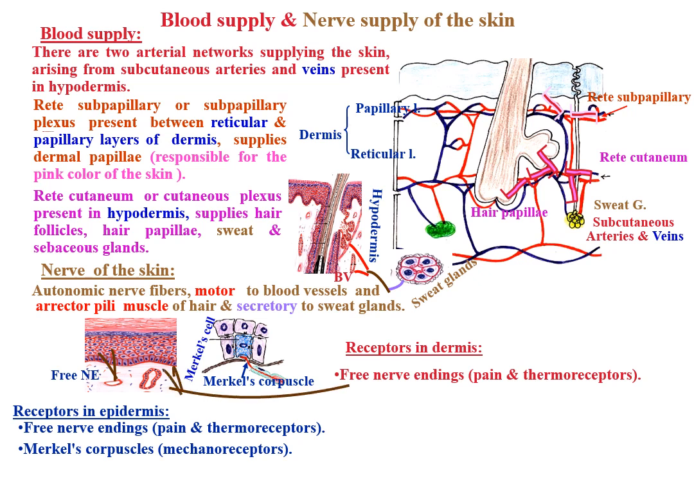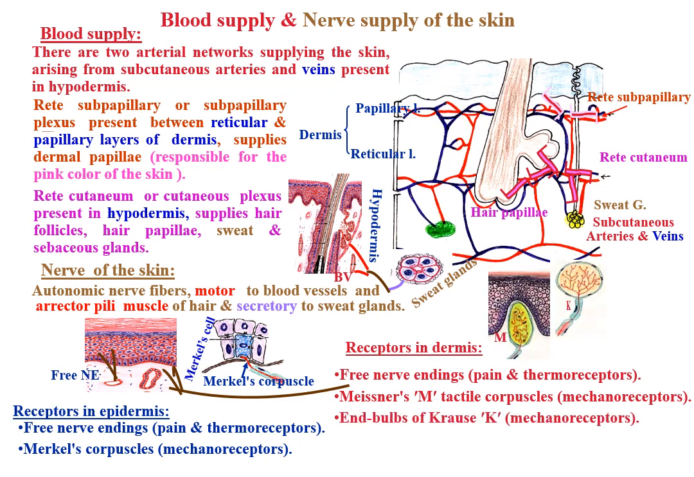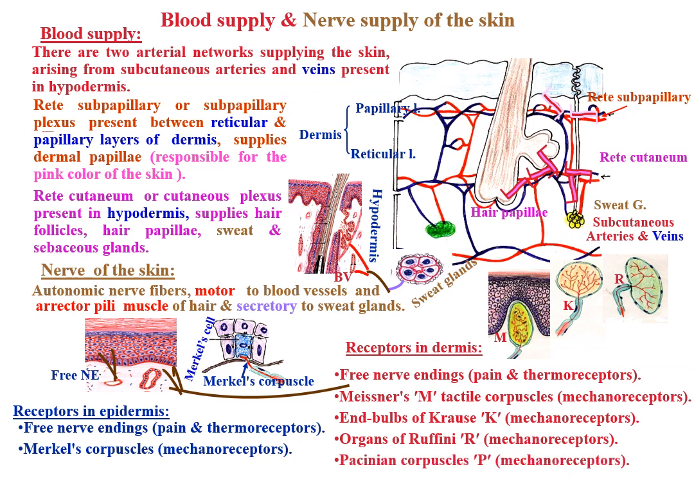For mechanoreceptors, there are Meissner's tactile corpuscles, in the bulbs of Krause, organs of Ruffini, and Pacinian corpuscles, which are also present in the hypodermis.